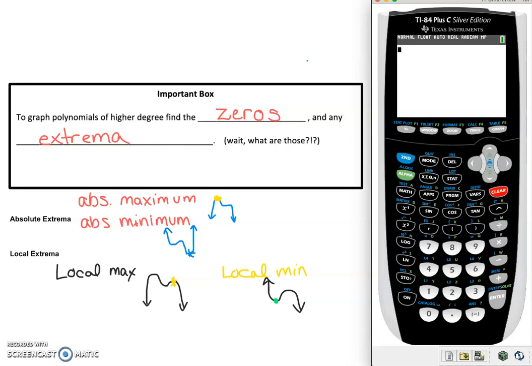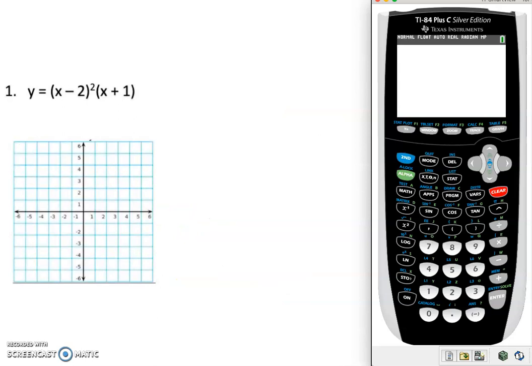Okay, so we're going to practice now finding our zeros and extrema. So we are going to list our zeros. So first of all, I know that I have a 0 at x equals 2, and it's there twice because it has multiplicity 2, and a 0 at -1. So I'm going to plot those points on my function. I know it'll bounce off the graph here at 2 because it's there twice.